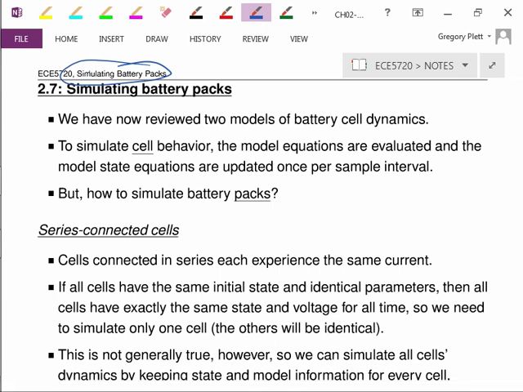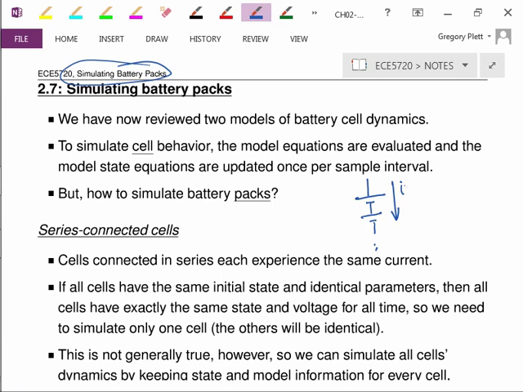First, we consider what happens if we have cells connected in series. So I have a battery cell, and then another battery cell, etc. And by Kirchhoff's current law, if I've got current going through this stack of cells, then each cell must experience the same current. Now, if all of the cells happen to have exactly the same initial state and identical parameters, then in fact, over time, the cells would have exactly the same state and voltage as well. And we would need to simulate only one cell because all of the cells would be identical. If they start at the same place and they have the same dynamics, then they're going to be identical.